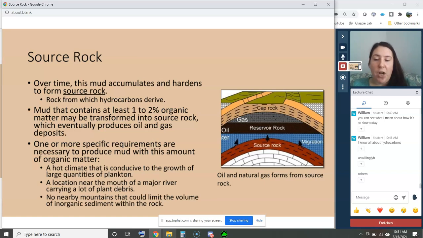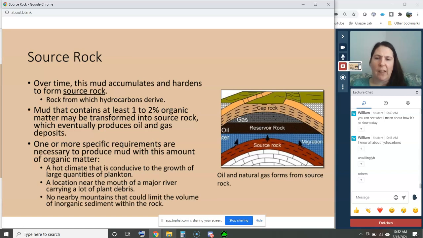And you need to have no nearby mountains that could limit the volume of organic sediment within the rock. Or that could increase the volume of inorganic sediment within the rock. So you can't have too much rock material, too much mineral sediment accumulating within this mud. It needs to be mostly organic. So that means you can't have nearby mountains that are eroding away and pushing a lot of sand and inorganic sediment into this mud layer. A large proportion of it needs to be organic matter.